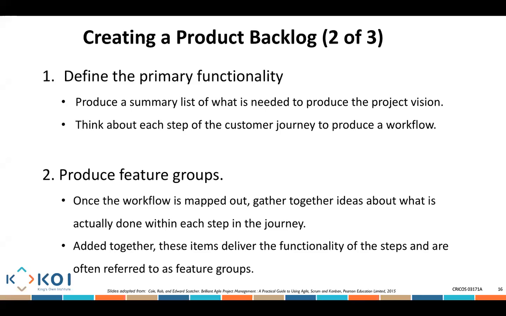Once you create the workflow, once you map all the steps that need to happen, gather ideas about what is actually done within each step in the journey. So if, let's say, the first step is browsing the website, what does browsing the website really mean? Let's think about all of these jobs that need to be done when you're trying to shop using the website. When you add all of these various things together, these items deliver the functionality of the steps and are often referred to as a feature group. So we need to think about the feature groups that will combine to deliver what the client really needs to get at that point of time.